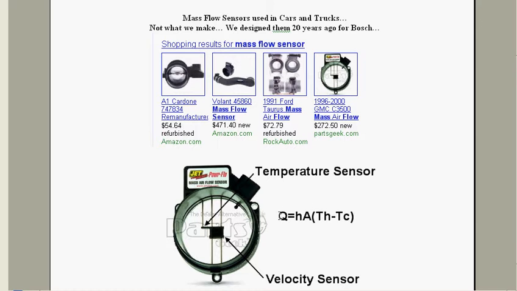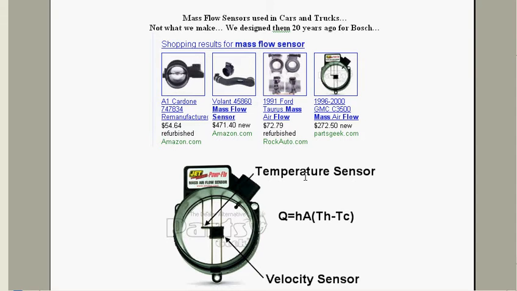They use the transfer function Q equals HA (TH minus TC), or Q equals HA delta T. A is the area, H is the forced thermal heat transfer rate, and Q is the measure of the energy, and all of these are done with a little thermal flow sensor, very similar to the sensors we sell.